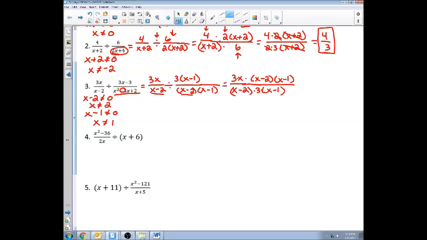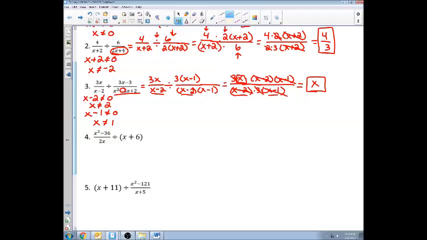Before I start crossing anything out, though, I need to double check to see if I have any more restrictions. I've used x minus 2 cannot equal 0 and x minus 1 cannot equal 0, so I'm good there. Now that I know that all my restrictions are stated, I can start crossing things out. So x minus 2, 3 and 3, x minus 1, x minus 1. That means I'm left with just this x. So my answer is x.